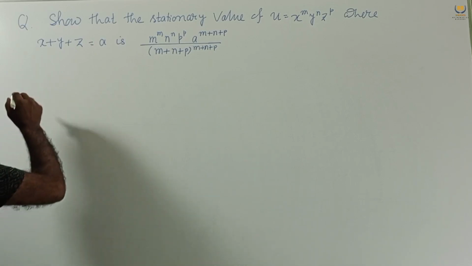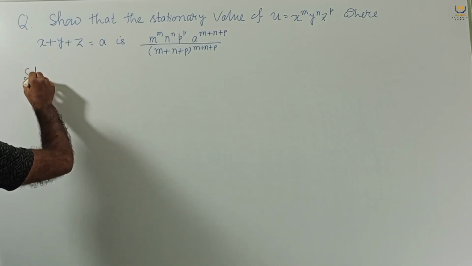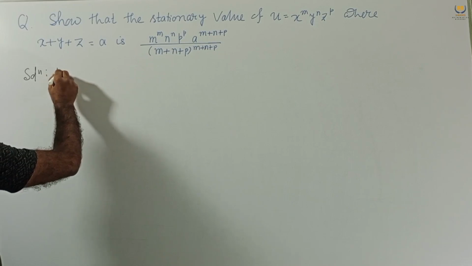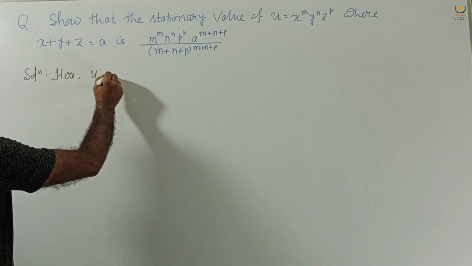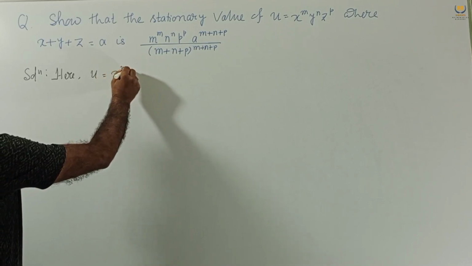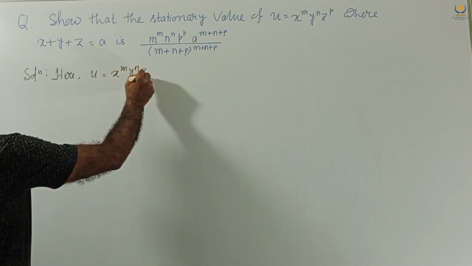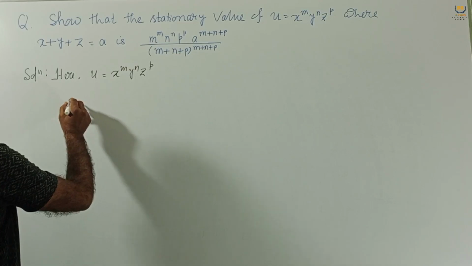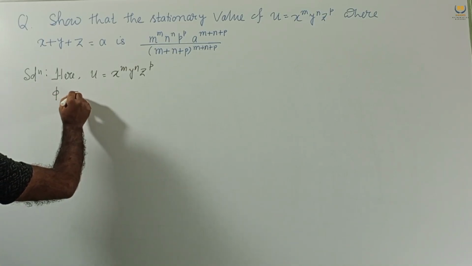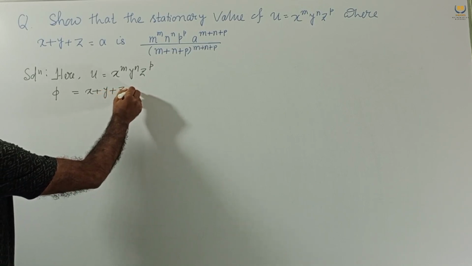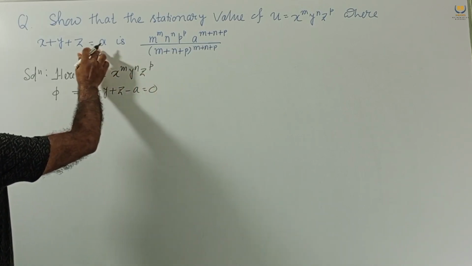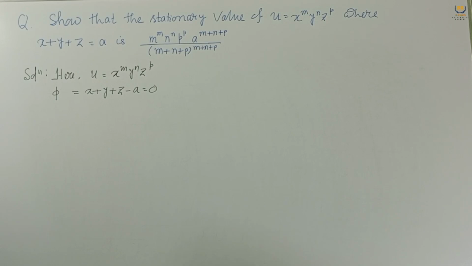Now here what are given? First we have to write what are given. Here u equal to given x to the power m, y to the power n, z to the power p, and phi equal to given x plus y plus z minus a equal to 0. Taking left hand side, we consider phi.